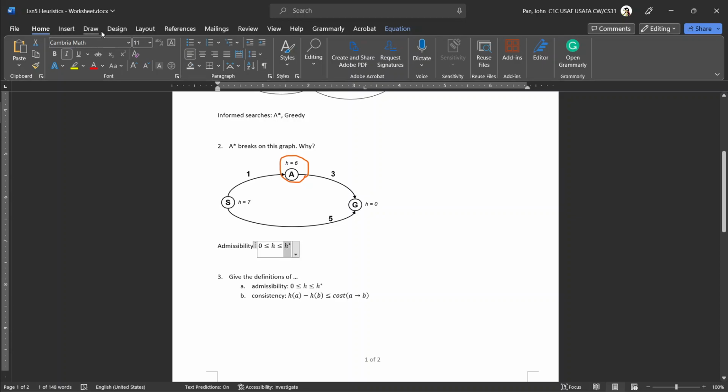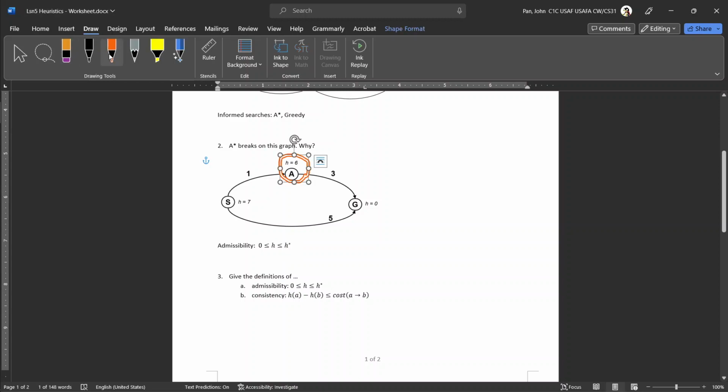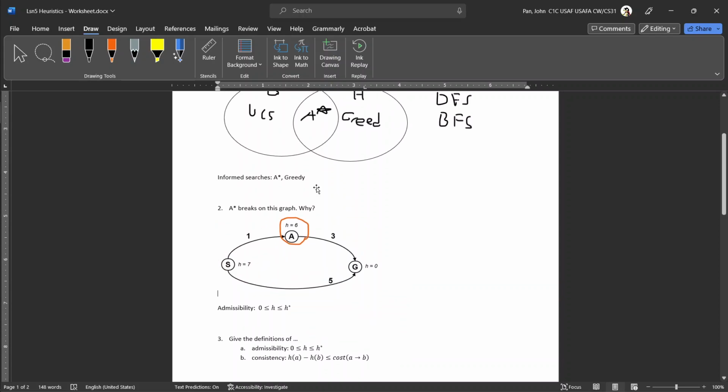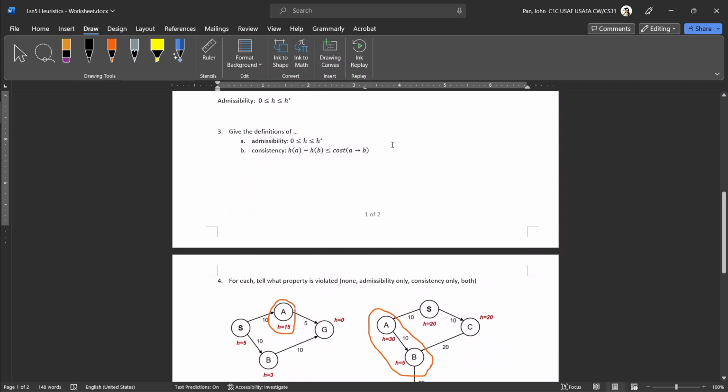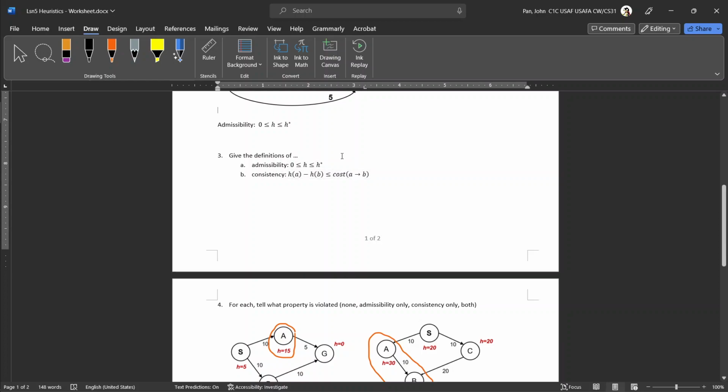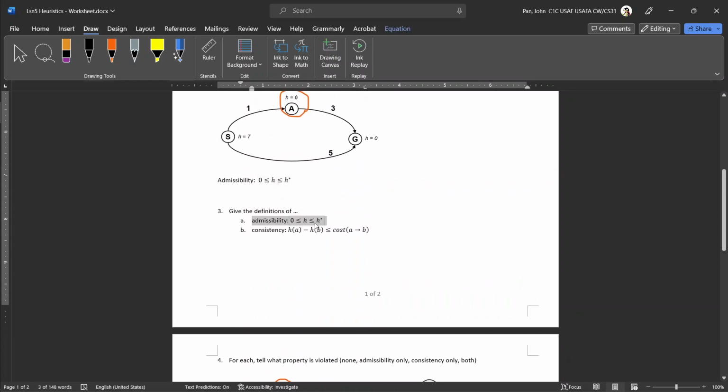And actually, we have a second violation right here, where the heuristic of S is greater than, scratch that. Give the definitions of admissibility. We just talked about how the heuristic must be between these two things.